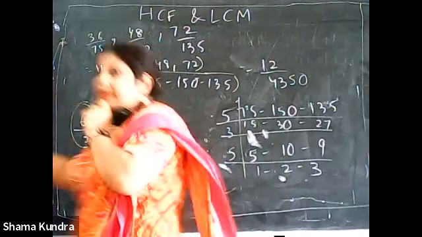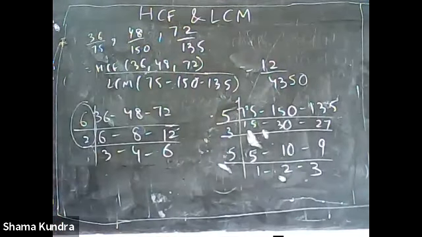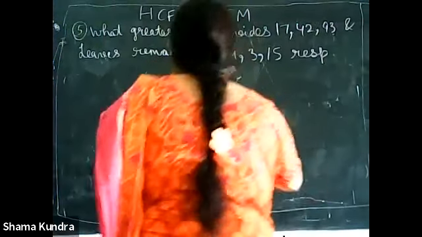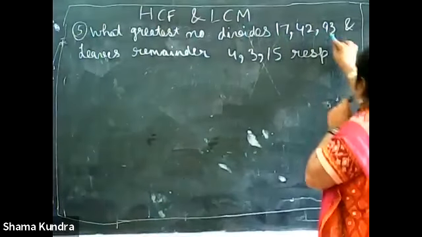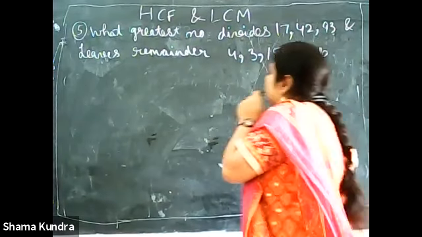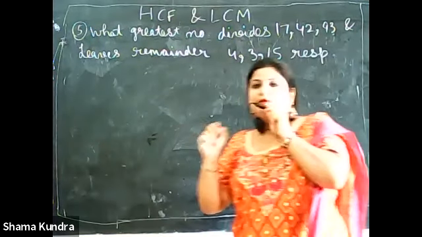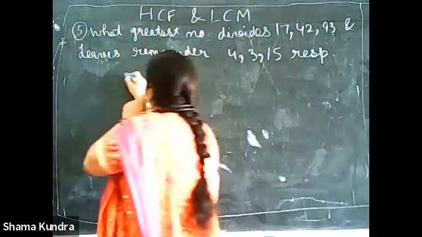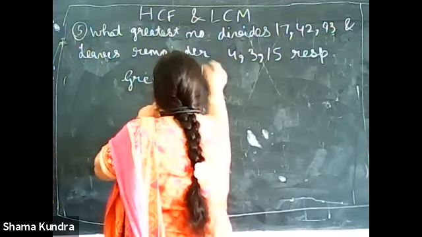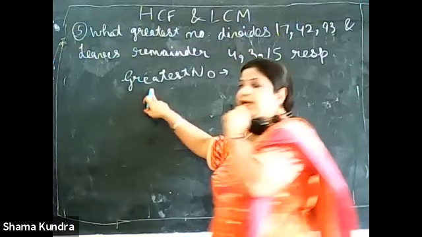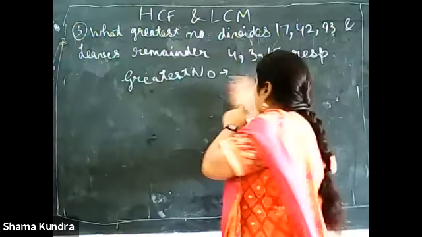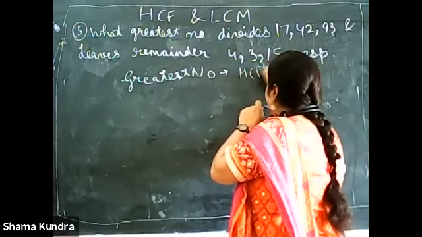Now, moving towards the next question. What greatest number divides 17, 42, 93 and leaves remainders 4, 3, 15 respectively? I will tell you some clues. When you have to find the greatest number, since you hear 'greatest' in highest common factor or greatest common divisor, GCD, you have to find the HCF.